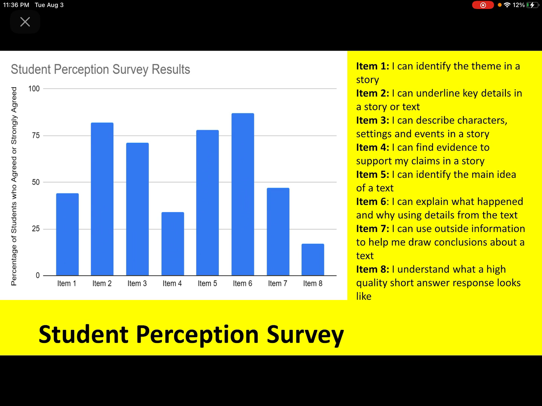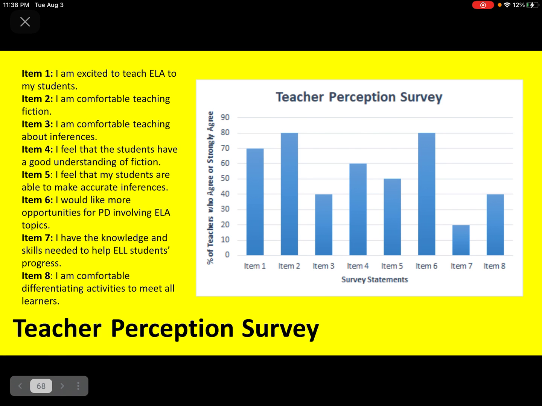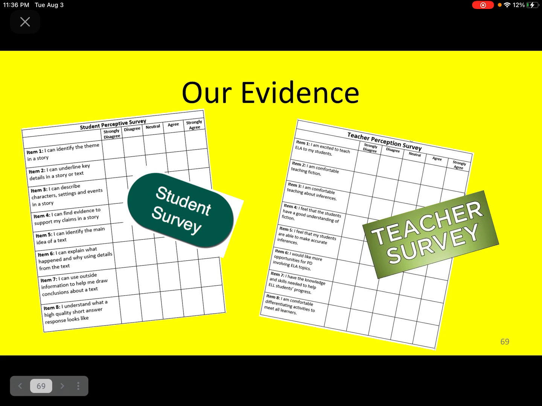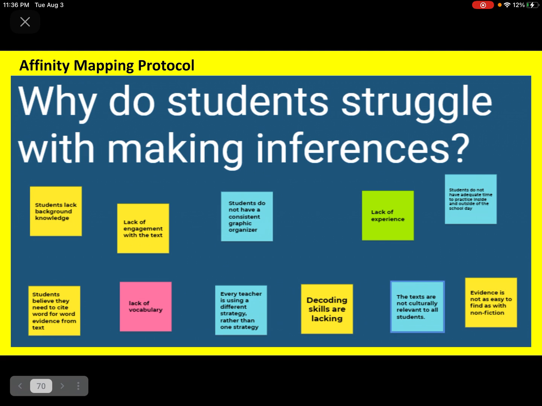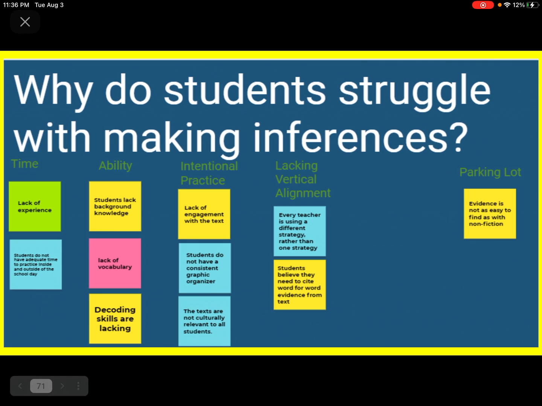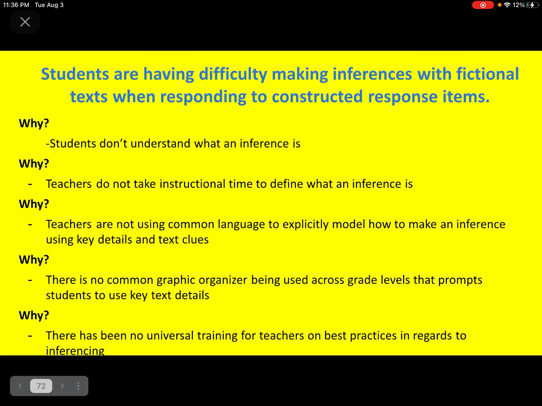As a means of soft data, we provided both students and teachers a perception survey aligned to ELA instruction. And here you can see the alignment of those two surveys. Then we took part in an affinity mapping protocol to help categorize areas for why students struggle with making inferences. Based on the input from that, our observation told us that some of the primary reasons were time, ability, intentional practice, and the lack of vertical alignment.